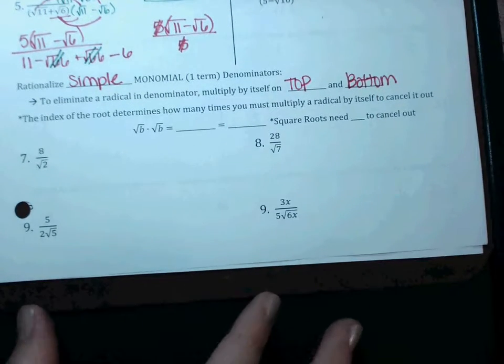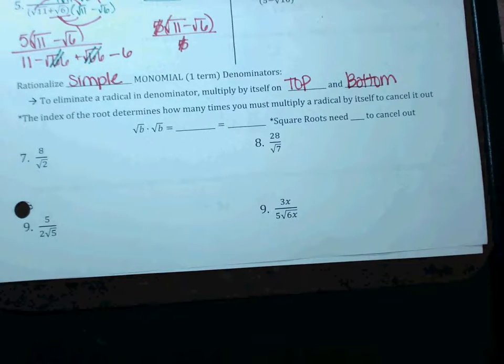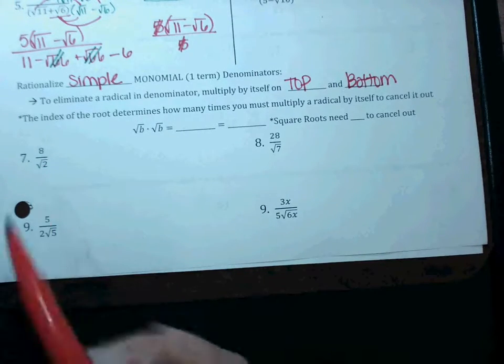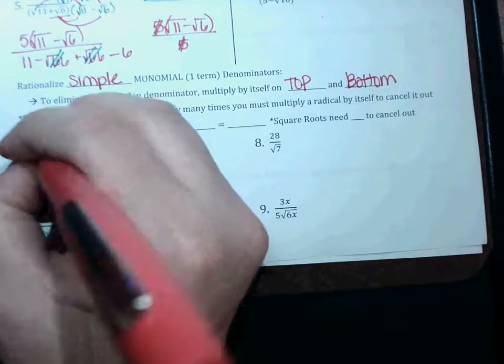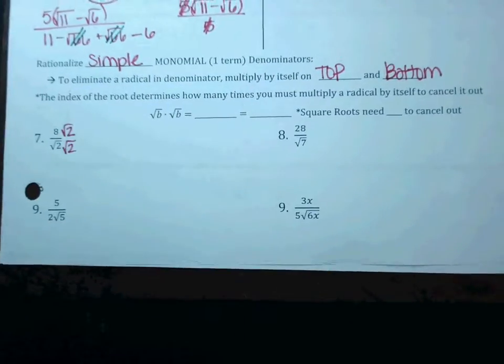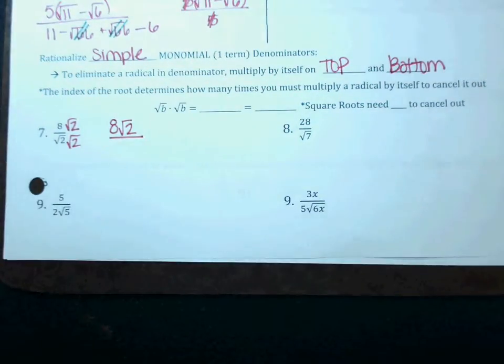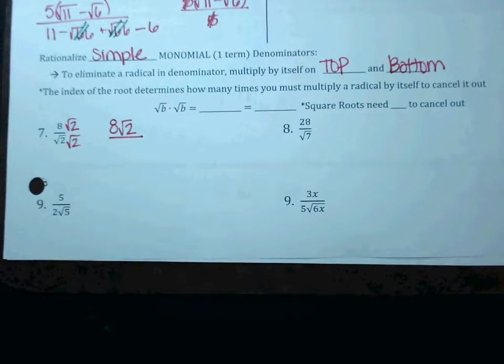So, for example, look at number 7. Are we allowed to have square roots on the bottom? No. So if there's a square root of 2 on the bottom, I'm going to multiply by square root of 2 on top and on bottom. Now remember, whatever you're going to do on bottom, you have to also do on top. Then from here, on top I have 8 root 2, leave it alone. And then on bottom, what is the square root of 2 times the square root of 2?